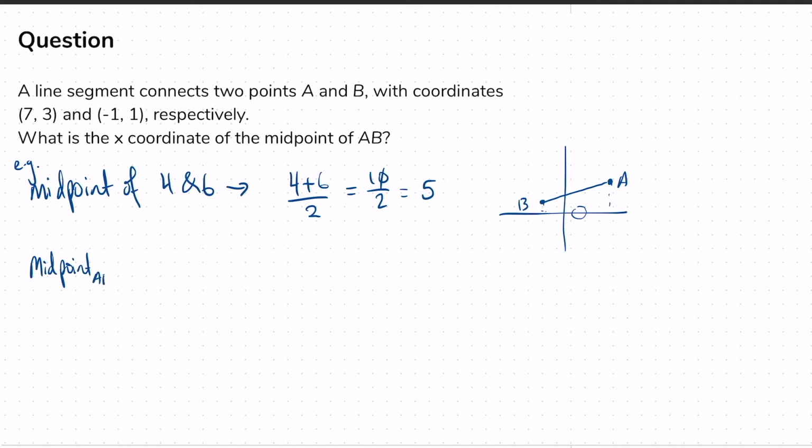let's call this AB, well, that's equal to the first x, x1 plus x2 divided by 2. Well, x1 is going to be 7 plus (-1), don't forget to put it in brackets there, divided by 2 equals 6 over 2. Do not let that negative trip you up. All right, and now finally, that's going to give us 6 divided by 2 equal to 3.